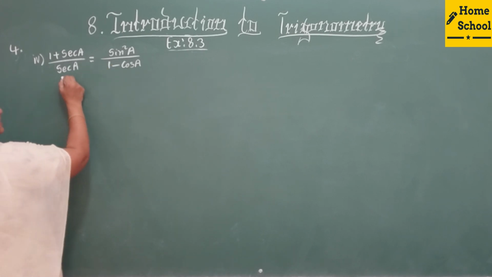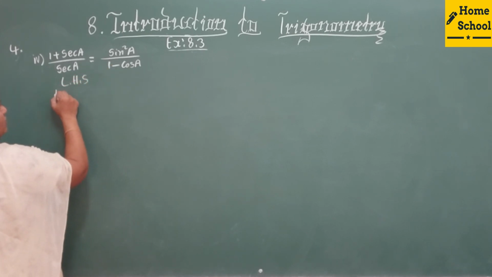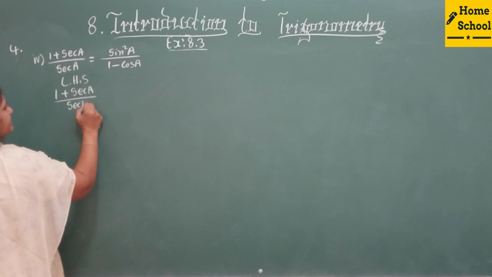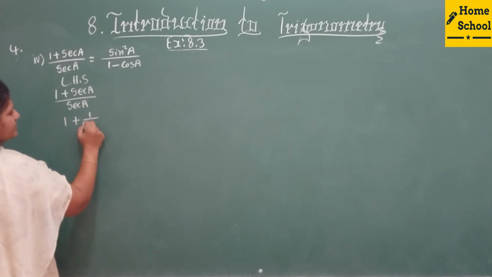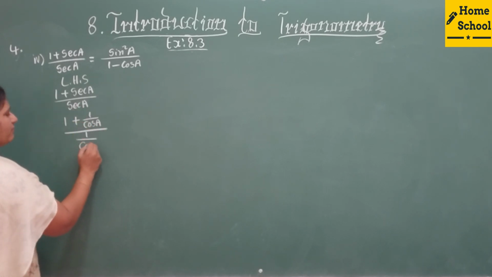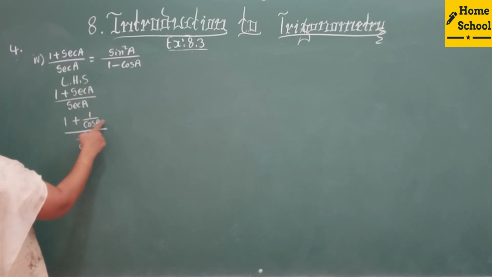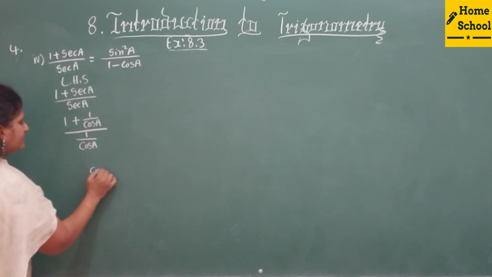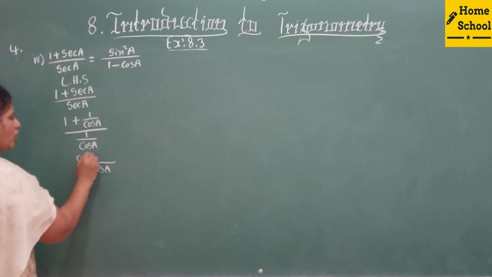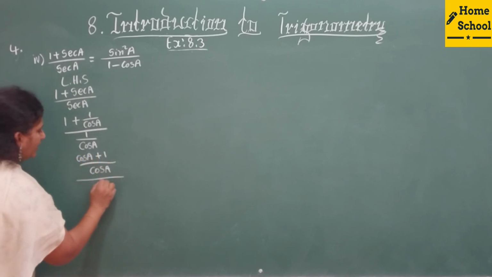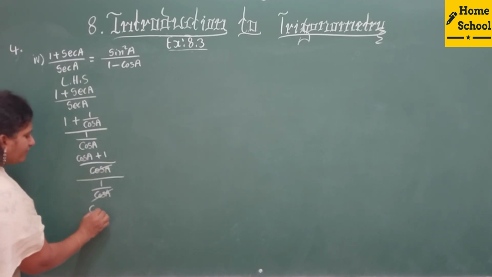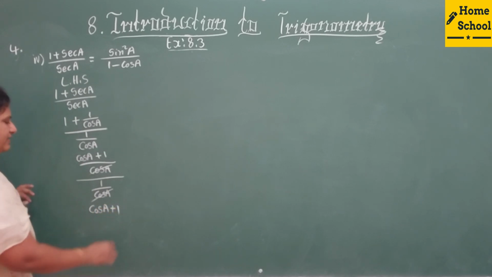So as usual, let us consider left hand side first. 1 plus secant A by secant A. Secant A means 1 by cos A. Write that one only. Whole divided by secant A is 1 by cos A. Do LCM for the numerator. 1 and cos A, LCM is cos A. And here multiply cos A for 1. Cos A plus 1. Whole divided by 1 by cos A. Cos A cancel. You are left with cos A plus 1, you can write, or 1 plus cos A.